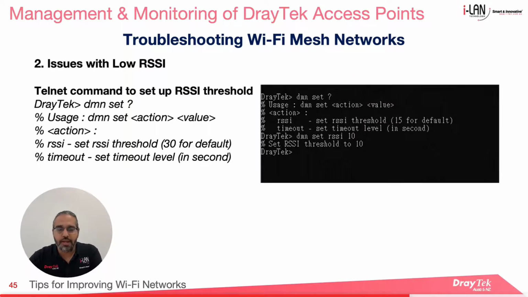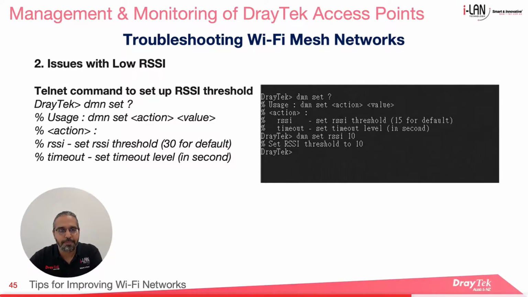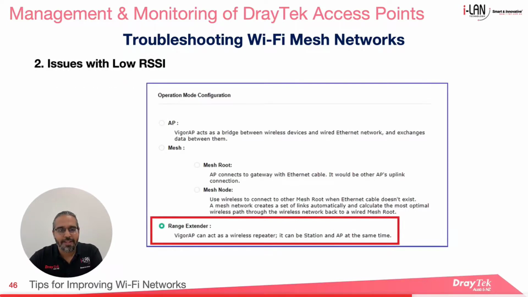To adjust the RSSI threshold, you can use the telnet command dmn set as shown here. If all else fails, you can use the range extender mode as a workaround.